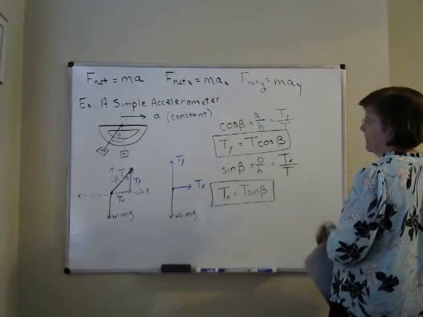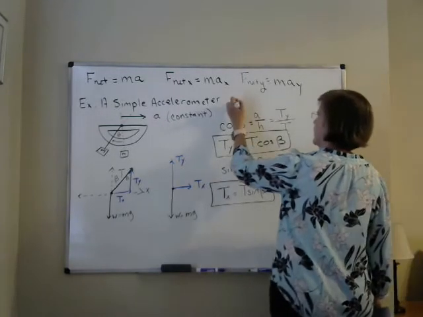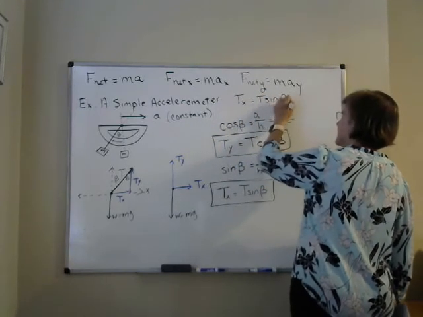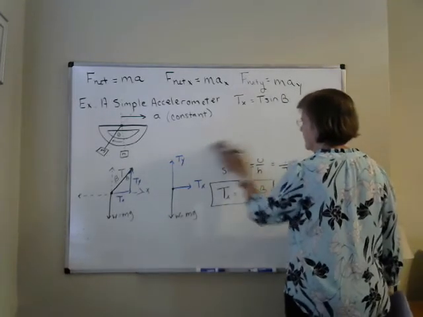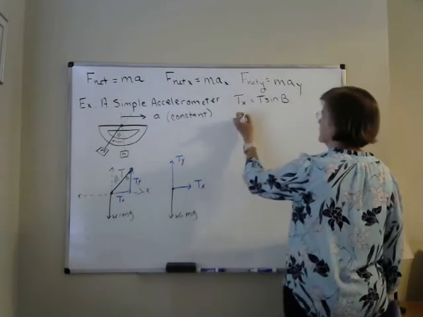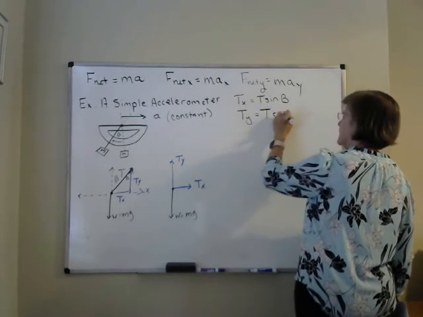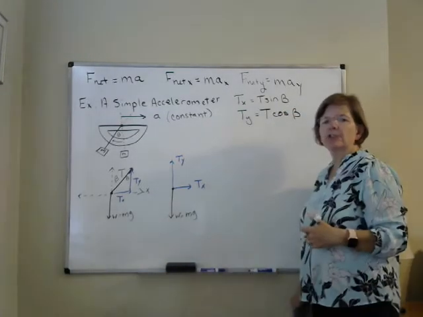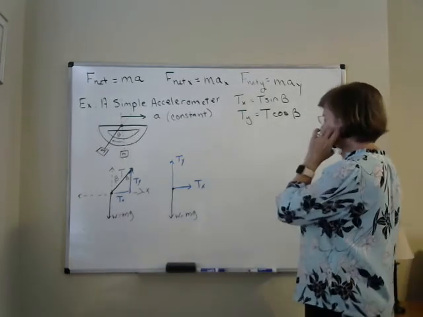I'm running out of boards. I'm going to write down what I think is important up here. Tx is T sine beta. Ty is T cosine beta. We're asked to try to solve this where we get the acceleration in terms of the angle, where the only thing we don't know is the angle. So we're going to have to figure out this tension here.